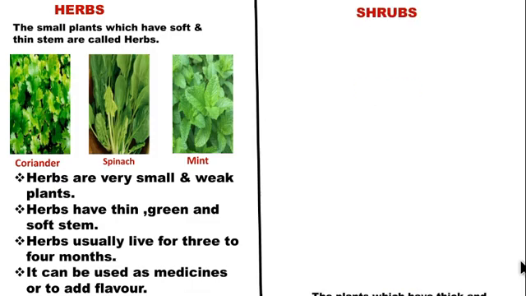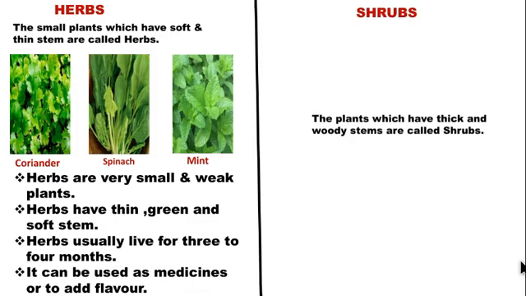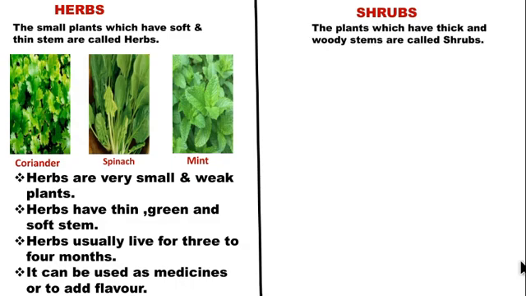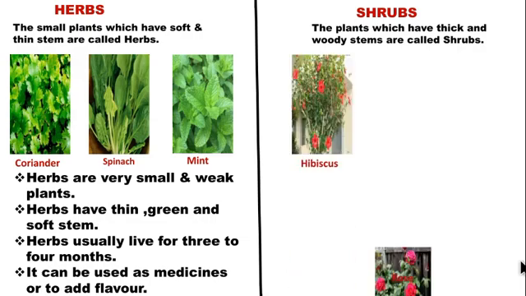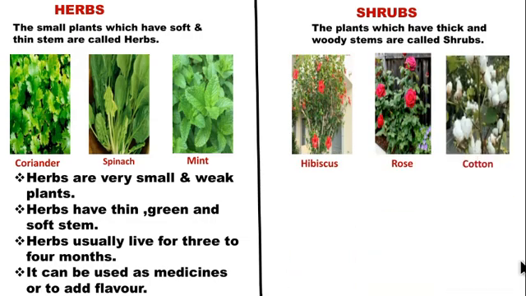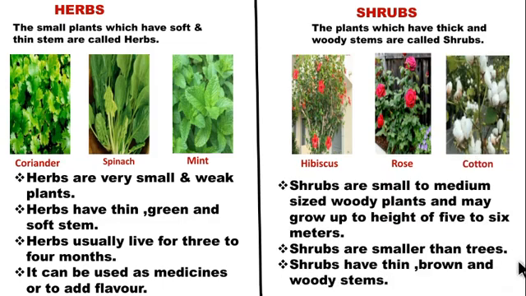So next type of plants are shrubs. So what are shrubs? The plants which have thick and woody stems are called shrubs. So for example, hibiscus, rose, cotton, etc. Shrubs are small to medium sized woody plants and may grow up to a height of 5 to 6 meters. So in this picture you can see children, this hibiscus plant has thick and woody stem, isn't it? So shrubs are smaller than trees. Shrubs have thin brown and woody stem.